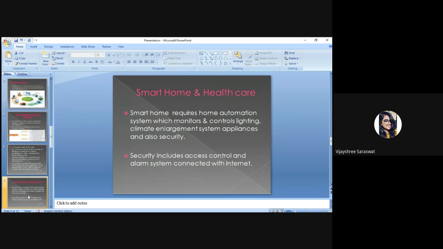And smart home and healthcare. Smart home requires a home automation system, which monitors and controls lighting, climate control system, appliances, and also security. Security includes access control and alarm system connected with internet.